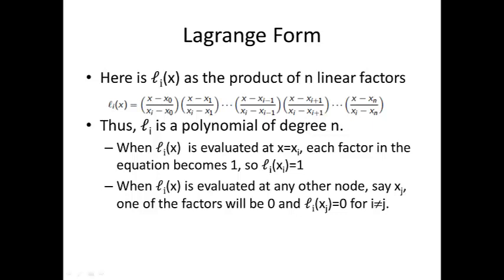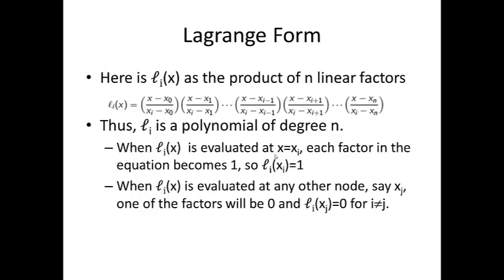Now, the denominators here are actually just numbers because those are the x sub i's, and the variable x only appears in the numerator. So L sub i is going to be a polynomial of degree n, and when L sub i of x is evaluated at x equals x sub i, each factor in the equation becomes 1, so L sub i of x sub i is equal to 1. When L sub i of x is evaluated at any other node, say xj, one of the factors will be 0, and L sub i of xj is equal to 0 for i not equal to j.